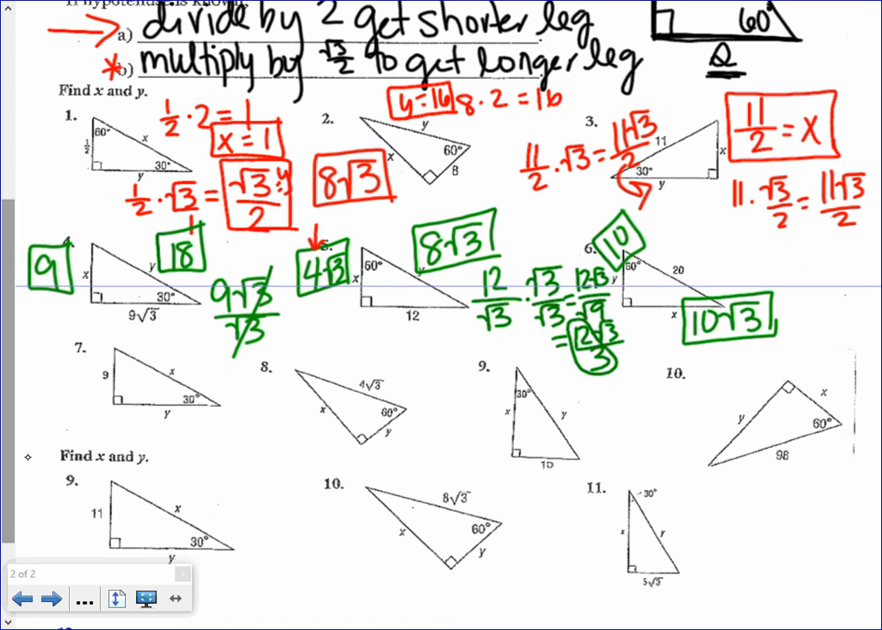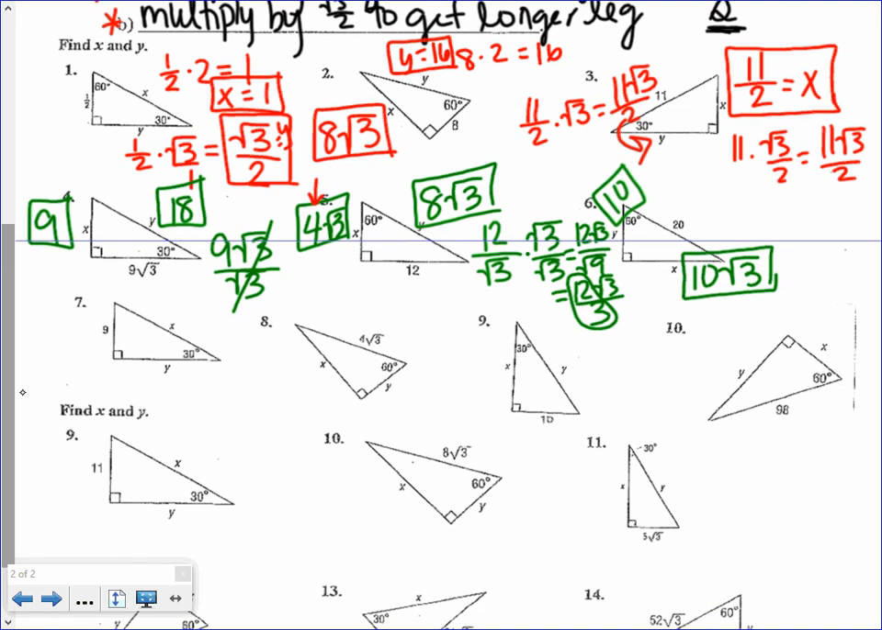So I want you to pause the video and try and work through 7, 8, 9, and 10 on the next row and just see if you can work through them. Okay, so now let's look and see if we can figure out what we should do here. On number 7, they give us a shorter leg. So we're going to multiply by 2 to get our hypotenuse, so 18. And then if we know that our shorter leg is 9, multiply it by the square root of 3 to get our longer leg, 9 square roots of 3.